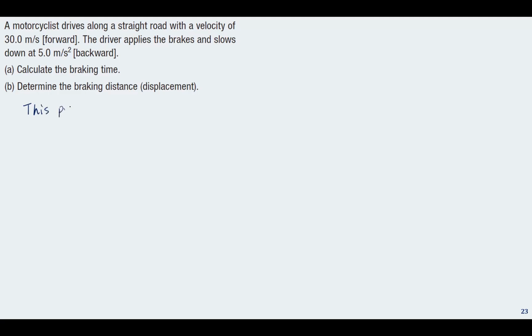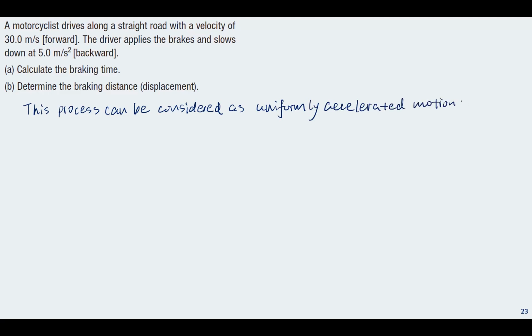This process can be considered as uniformly accelerated motion in 1D space. Okay, so we can use a model in one-dimensional space of a uniformly accelerated motion to solve this problem.